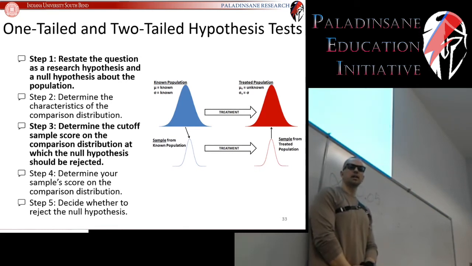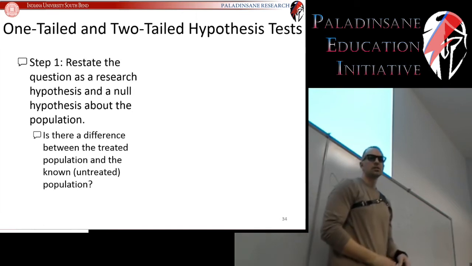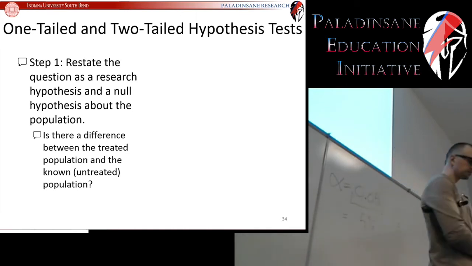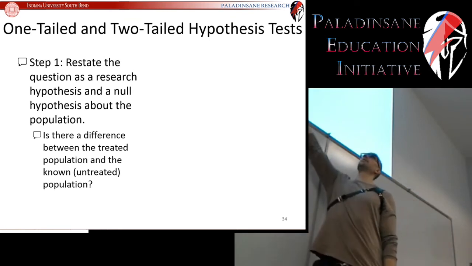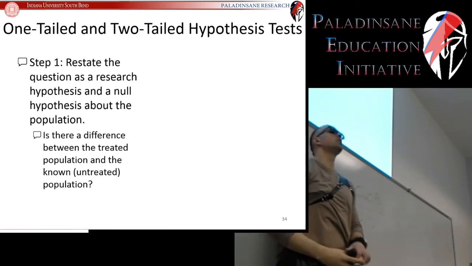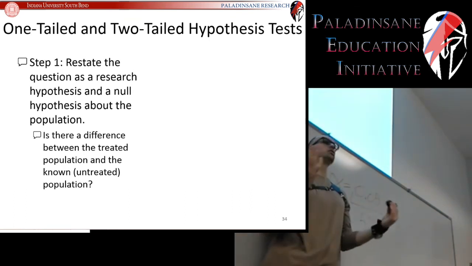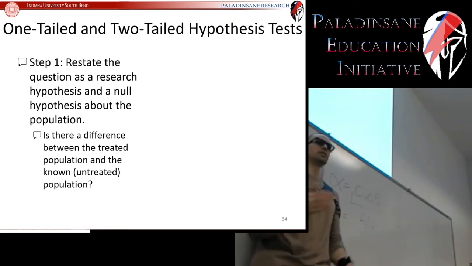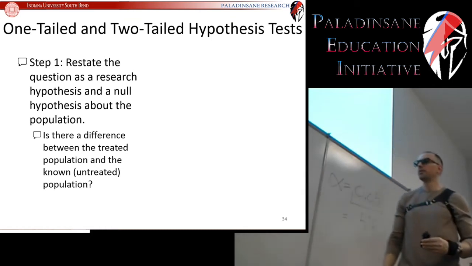All right, the other one that changes now is your null and research hypothesis. So your null and research hypothesis, before we were doing the two-tailed version, right? So is there a difference between the treated population and the known population? That was what we were working on so far. That's the two-tailed version, right? Does the treatment have an effect? Is there a difference? There's no direction there. It's either or, plus or minus, up or down.